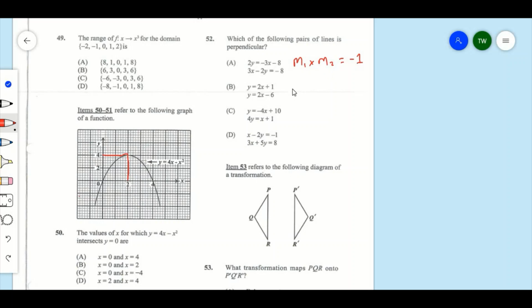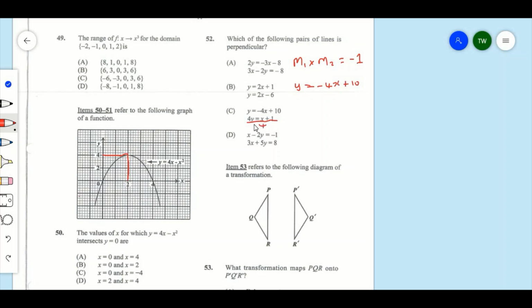Now let's look at C here. Note that C, the first equation, is written in the form y equals mx plus c. So C is going to be y equals minus 4x plus 10. The second equation is 4y equals x plus 1. What we're going to do is to write this equation in the form y equals mx plus c. In order to do that, we need to divide each term here by 4.